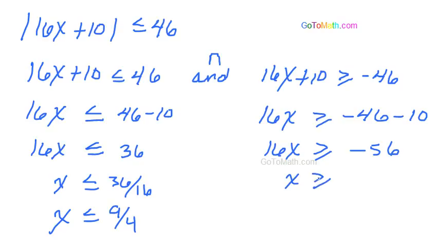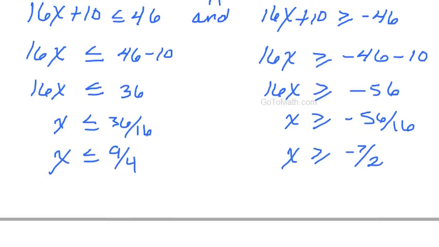And x is greater than or equal to, bringing the 16 diagonally down, and of course we'll want to reduce that down. What does that reduce down to? Okay, negative 7 halves. Negative 7, so 4 goes 7 times 8, 8 goes on 2. So that's 7. Okay. Got it.